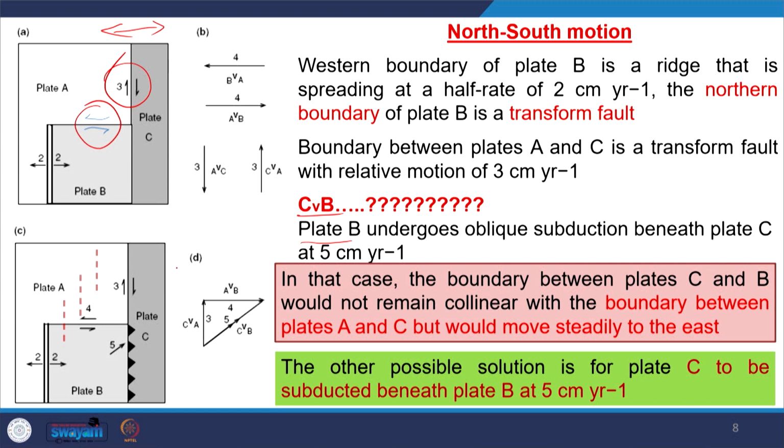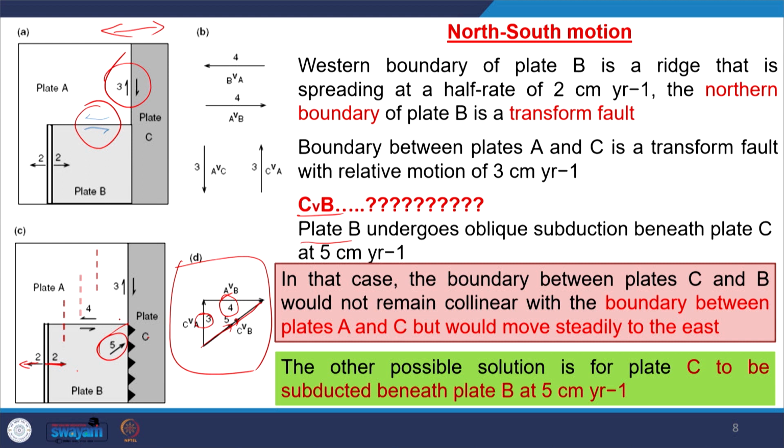you see here we have a vector addition system. Here this is 3 centimeter and this is 4 centimeter, and finally we are getting 5 centimeter with this direction. So, that means plate B is consumed under plate C at 5 centimeter per year. So, now imagine a plate B which is spreading in this direction and finally it is consumed in this direction.